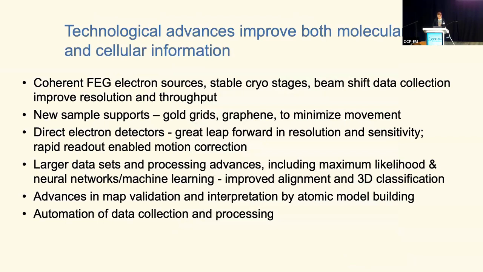So it wasn't just the direct detectors. The microscopes got much better. There were FEG sources, more coherent. The cryo stages got much more stable. And then there's all the changes to data collection that make it much faster. Chris Russo and others invented nice sample supports that made things move less. And then the direct detectors were a huge leap forward, because with their rapid readout you could take movies, and they had tremendous sensitivity and resolution.